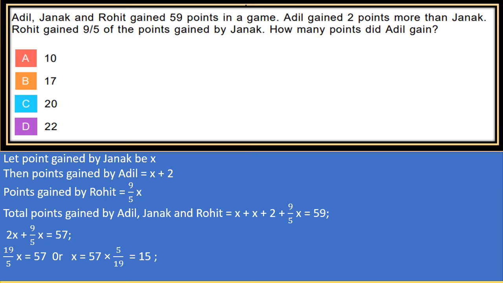So we subtract 59 minus 2. So separated constant and variables here. Now 14 by 5x is 57, and x equals to 57 into 5 by 19, which is 15. Now this is points gained by Janak. Now Adil will be 15 plus 2, so 17. So answer will be 17.